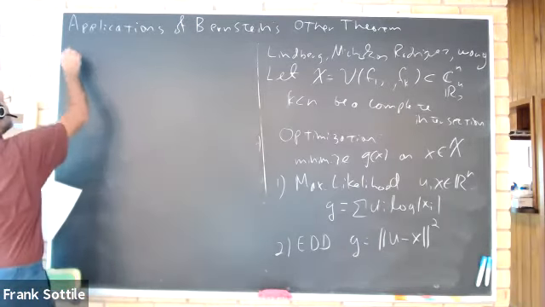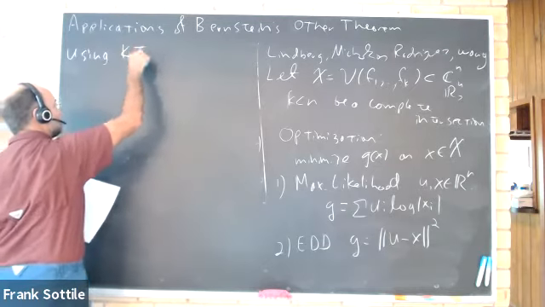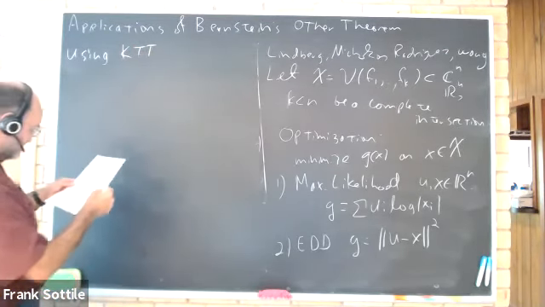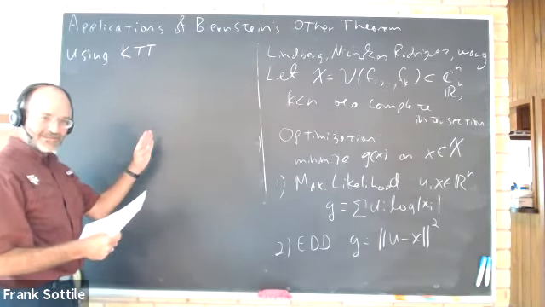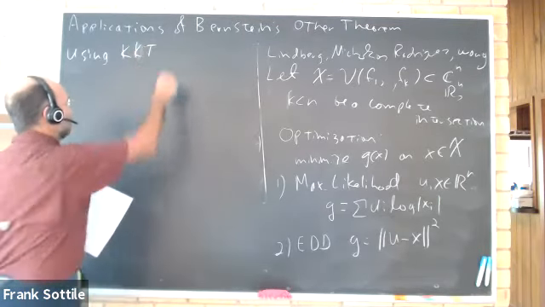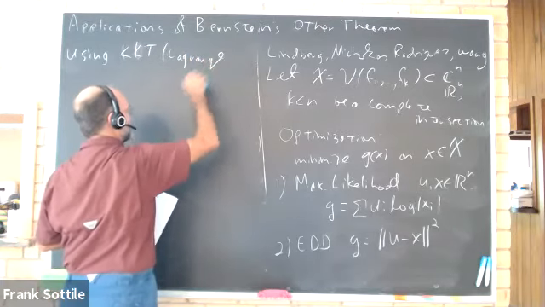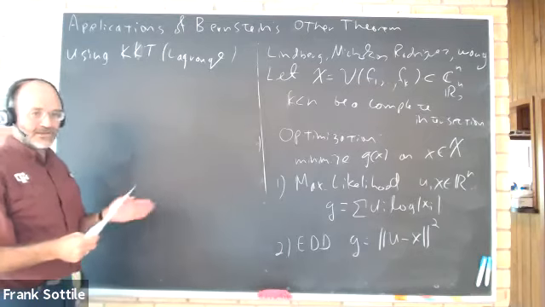So then using KKT. Kurosh, no, it's KKT. I can't remember. Did I get it right? Is it KKT or KTT? It's KKT: Karush, Kuhn, and Tucker.